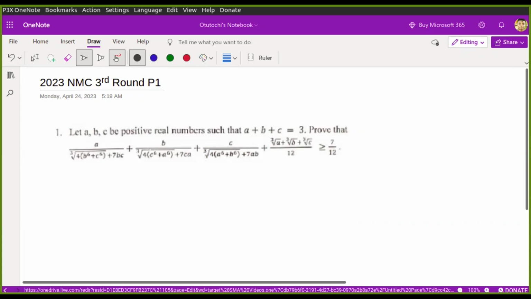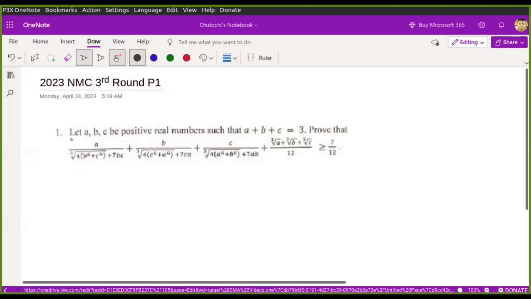We'll be solving problem 1 of the recently concluded 2023 NMC. Here I have given positive real numbers a, b, c, such that a plus b plus c is equal to 3. And I'm asked to prove that this expression here is greater than or equal to 7/12.